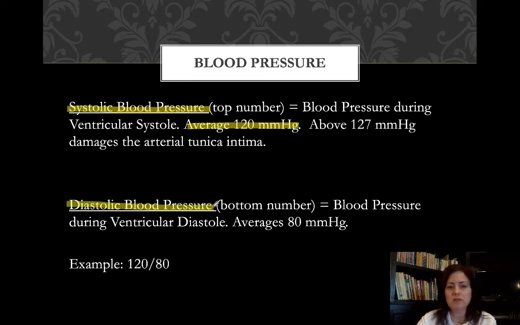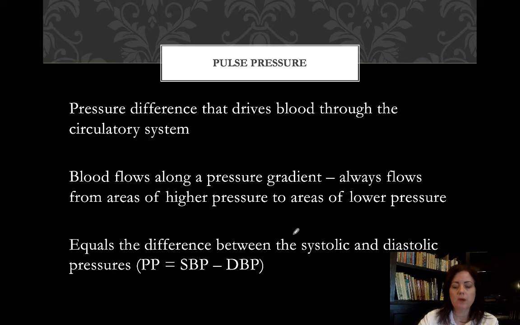Diastolic blood pressure is the bottom number, and it's going to be the low pressure. It's the pressure in the vessels during ventricular diastole. So this is going to be your lowest pressure, on average about 80 millimeters of mercury. Again, in a clinical setting, it's going to be a little higher than that oftentimes. So, pulse pressure. This is basically the difference in pressures.